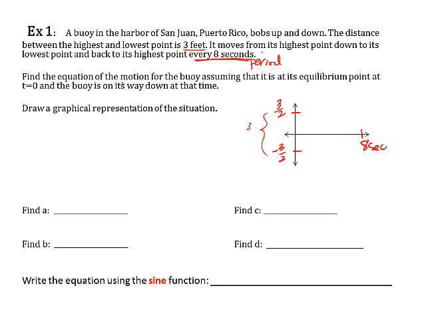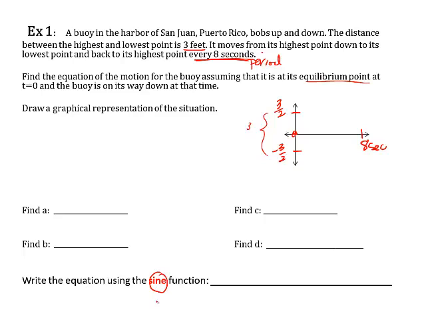Okay. Find the equation of the motion for the buoy, assuming that it's at equilibrium point, that's 0, at time equals 0, so it starts at 0, 0, and the buoy is on its way down at the time. Now, what am I looking for? Well, look at the bottom.